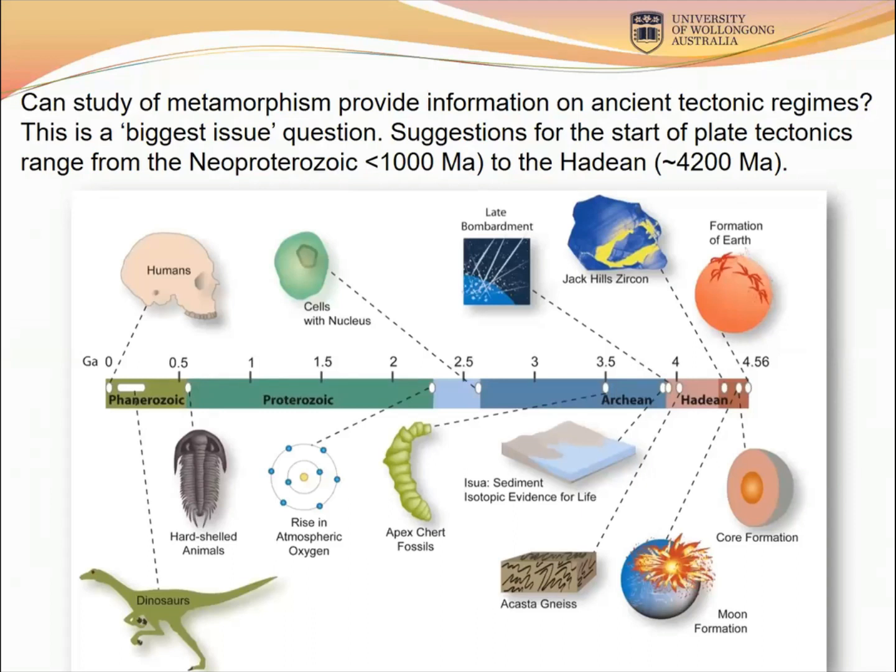Okay, so study of metamorphism can provide information on ancient tectonic regimes, particularly if you start finding high pressure metamorphism. This is very difficult to do in any way apart from via subduction or tectonic crustal thickening at convergent plate boundaries. So people have suggested the start of plate tectonics ranging from the near Proterozoic, in other words, only about 1,000 million years ago, all the way back well into the Hadean at about 4,200 million years ago.